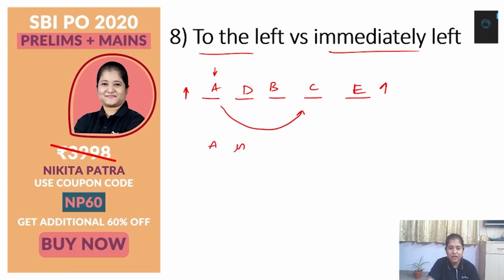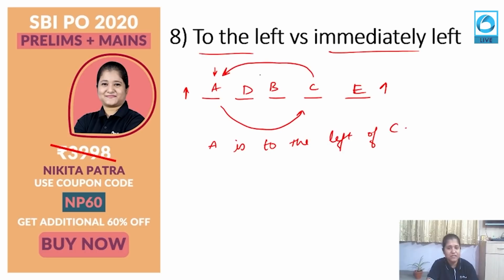Let's understand that A is to the left of C, right? So yes, absolutely. So A is towards the left of C. Left मतलब कहीं भी हो सकता है towards the left. This person is also towards the left of C, and this person is also towards the left of C.